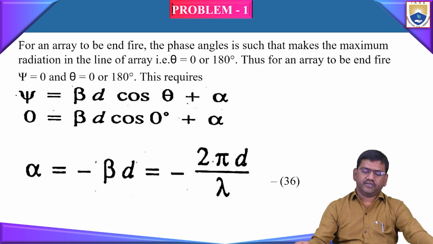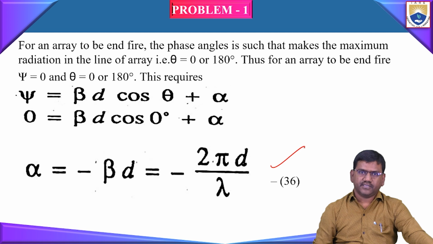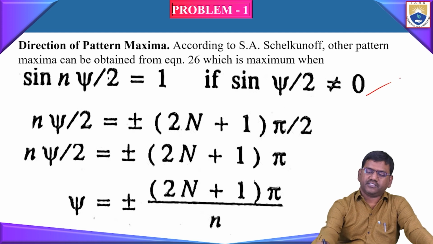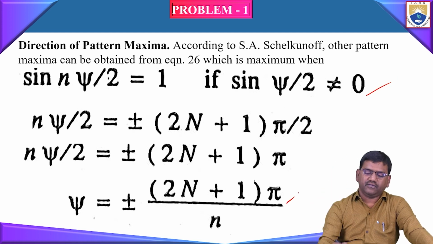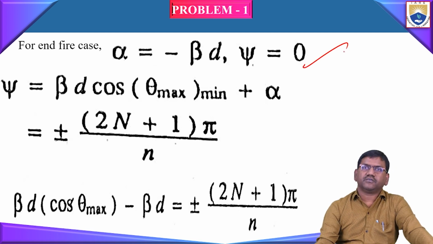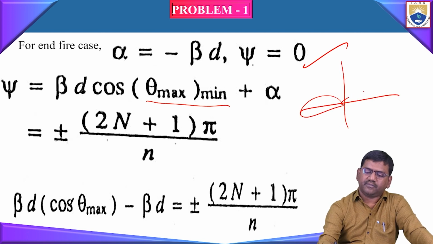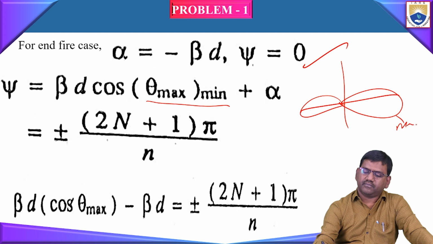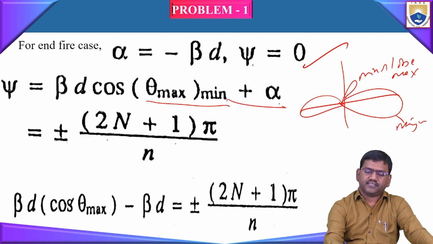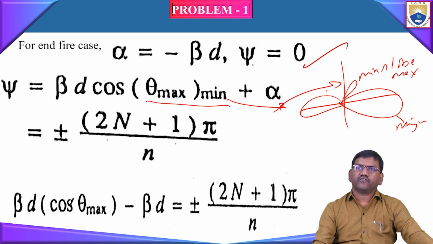So these are the equations just now we have derived here. Our psi is equal to beta d cos theta plus alpha. So the radiation pattern maxima can be determined by these equations. You can see in the equations of whatever we did just now. So alpha is equal to minus beta d, we have found out. Psi is equal to beta d cos theta max of min plus alpha. So here theta max of min indicates minor lobe maxima. So these are major lobe maxima. This is major lobe maxima and this is minor lobe maxima. These are minor lobe maxima. So we indicate this function as theta max of min here.